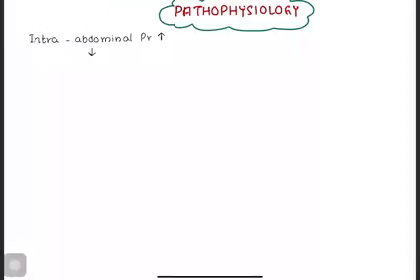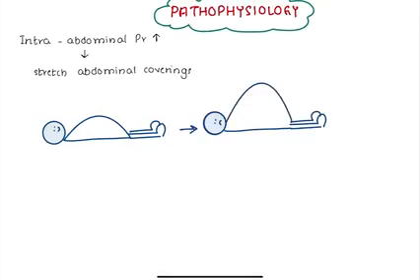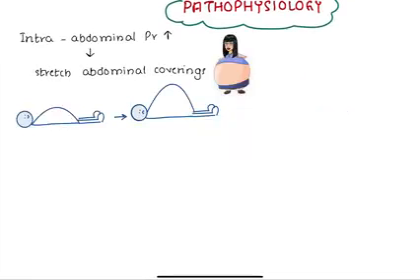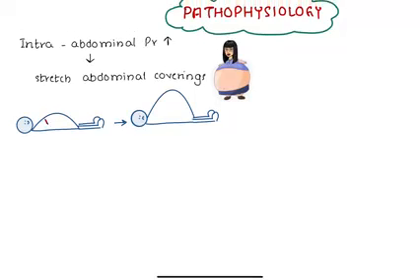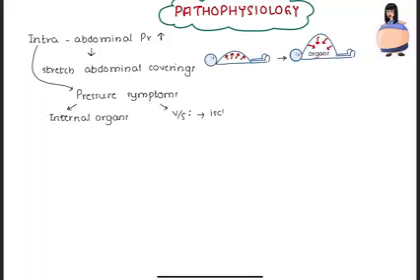Rise in intra-abdominal pressure causes the abdominal coverings like skin, muscles, and fascia to stretch. And when they reach a certain limit, they can't stretch anymore. Then increased pressure starts to compress the internal organs, making them collapse. As pressure rises higher and higher, it not only compresses the internal organs, but also the vessels, leading to ischemia and organ dysfunction.